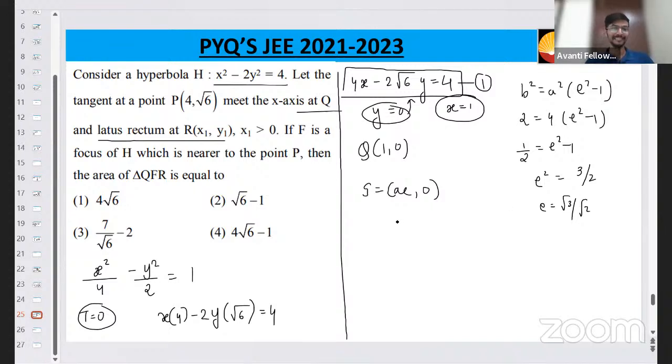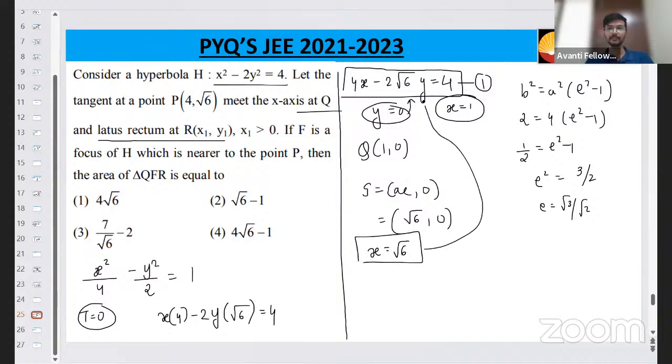So what will be ae? A is, let me check, a squared is 4, so yes. What is a, guys? a is 2. So 2 into e will be root 6, comma 0. So the equation of the latus rectum will be x equals root 6.